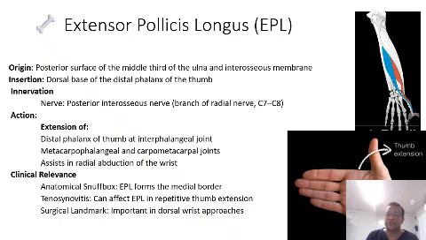Another important point is that EPL forms the medial border of the anatomical snuffbox, while the lateral border is formed by the extensor pollicis brevis and abductor pollicis longus. This region is clinically important for the palpation of the scaphoid and assessing scaphoid fractures.